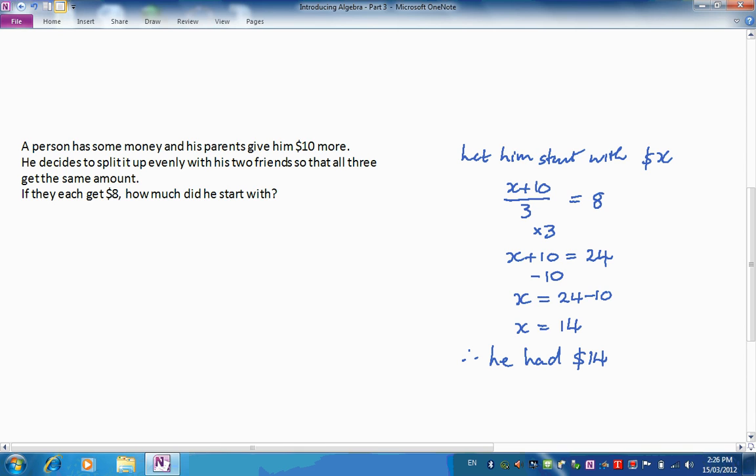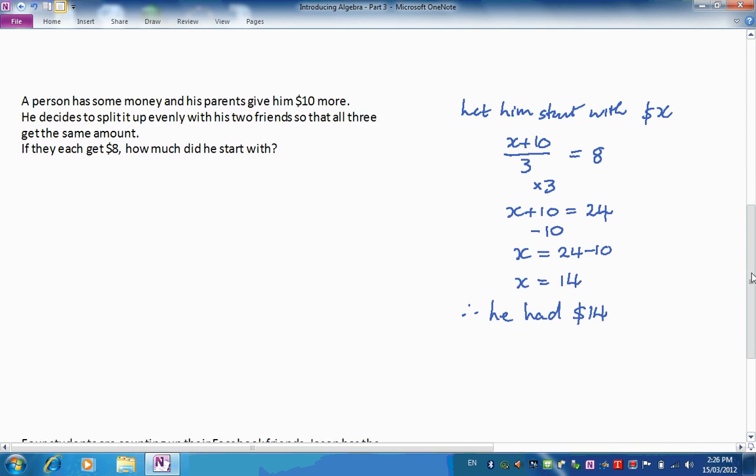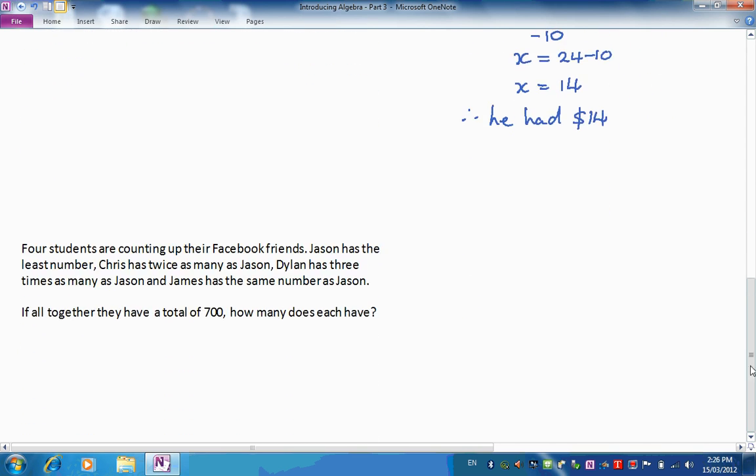How did that compare with what you were doing? Can you see that perhaps a little bit of algebra can be very helpful in solving these puzzles? Let's have a look at a final one now. Here's one down here.